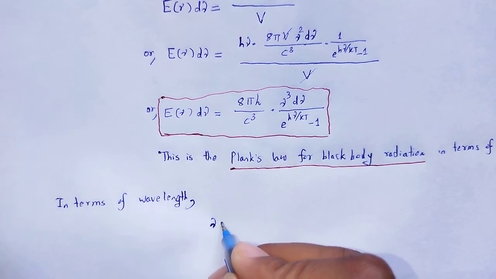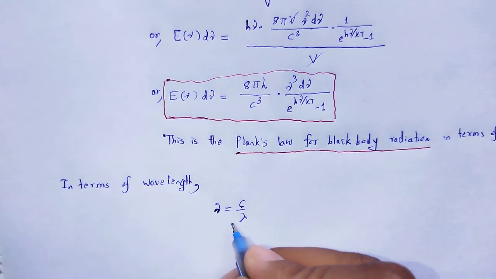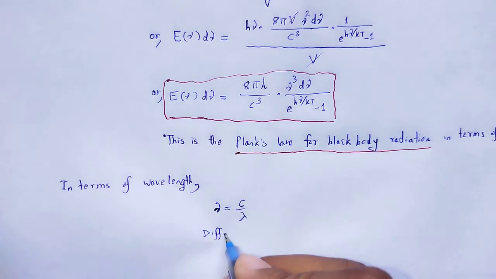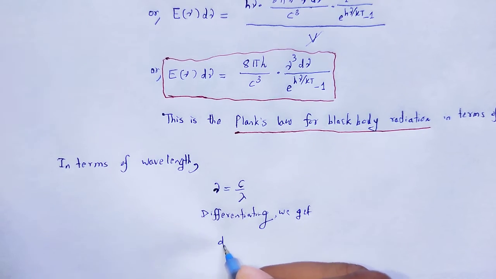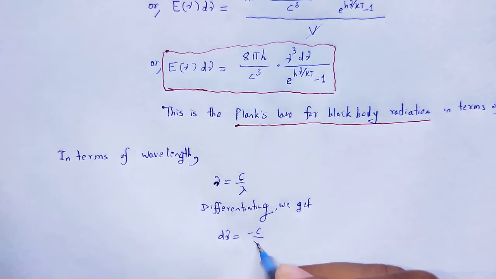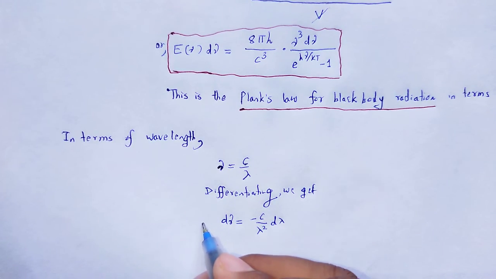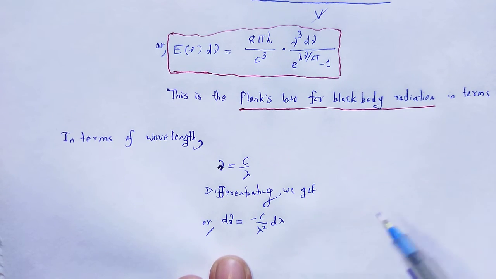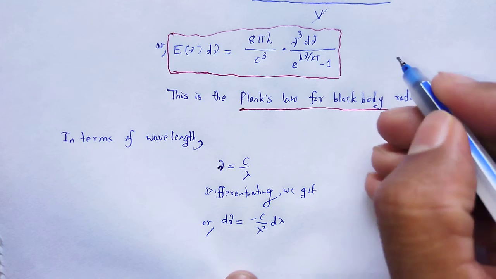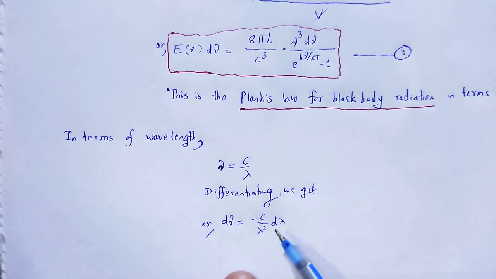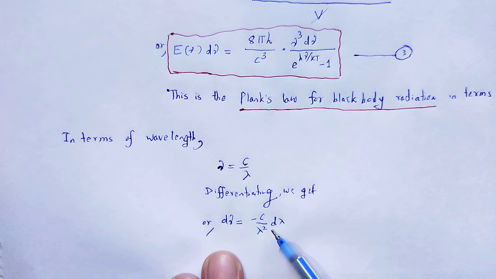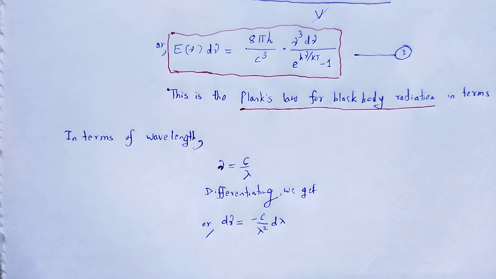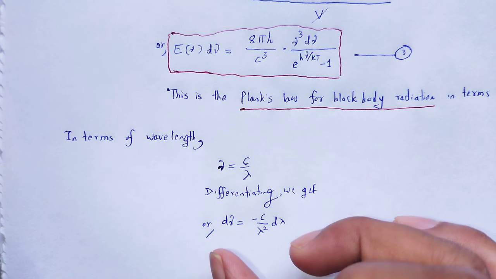The frequency nu is equal to c by lambda. Differentiating, we get d nu is equal to minus c by lambda squared d lambda. In place of d nu we substitute that result in equation number 3. What does that negative sign signify? The negative sign signifies that with the increase in nu, the wavelength changes, d lambda decreases.